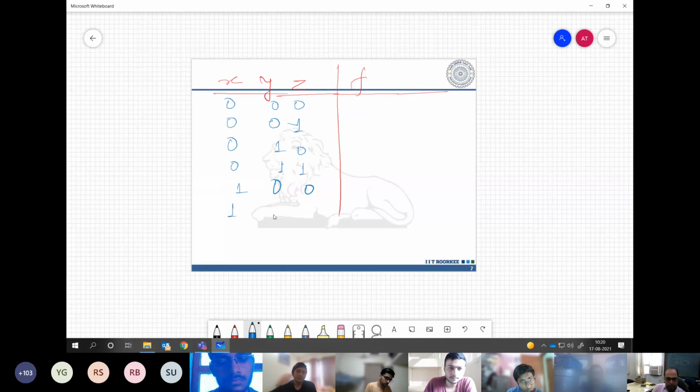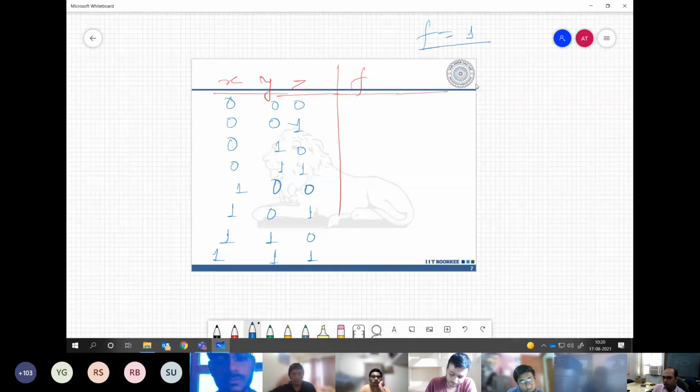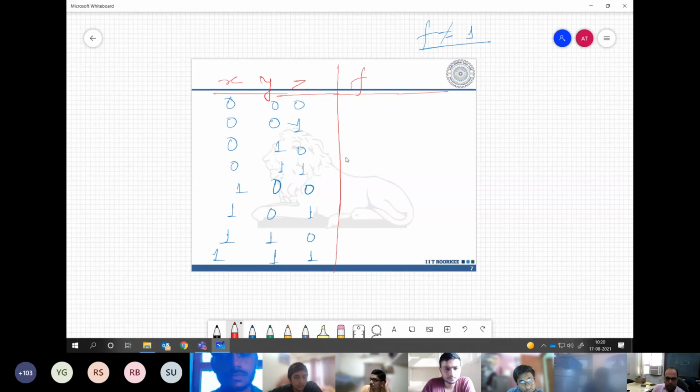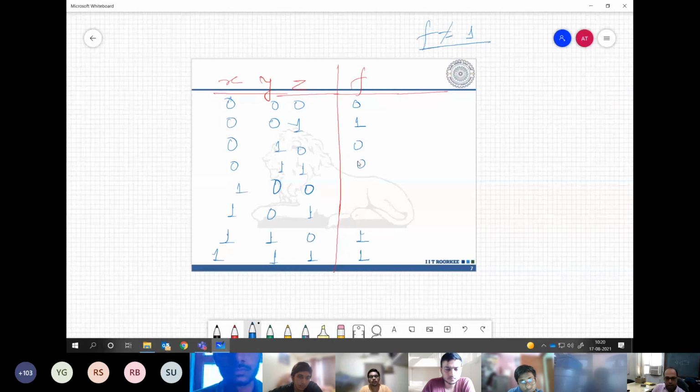Now the function f may be true for a few combinations and false for all other combinations. For example, if it is true for all 8, that means it's simply f equal to 1. We are not talking about that condition. What we are talking about is a function that is true for only a few combinations. For example, if I say that it is true here, or here and here, and for all other combinations it is giving a 0 value.